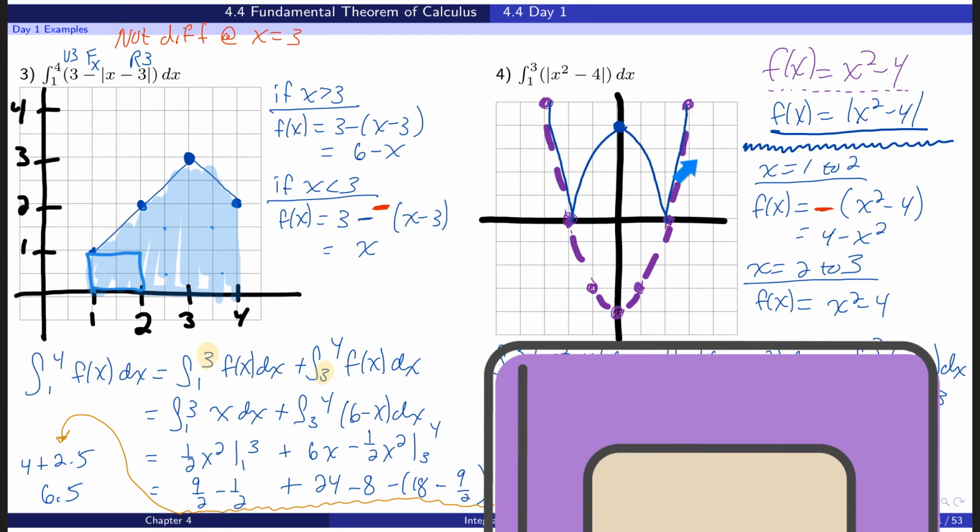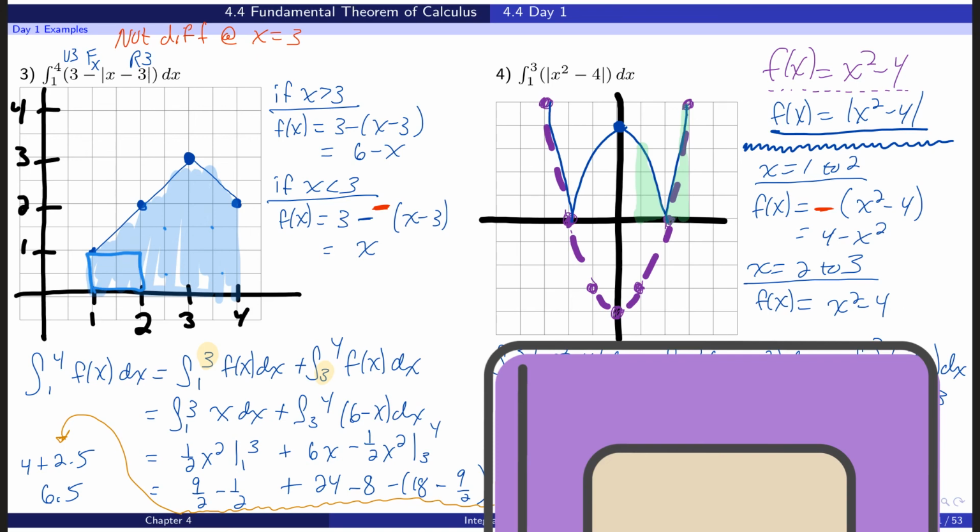So x squared minus 4 is a parabola that's been dragged down 4 units. I went over 1 up 1, over 2 up 4, over 3 up 9 to get points in either direction, and then I flipped it or made a mirror image across the x-axis. The question asked us to find the antiderivative from 1 to 3. So the area under the curve from here all the way up to here. So I need these areas.